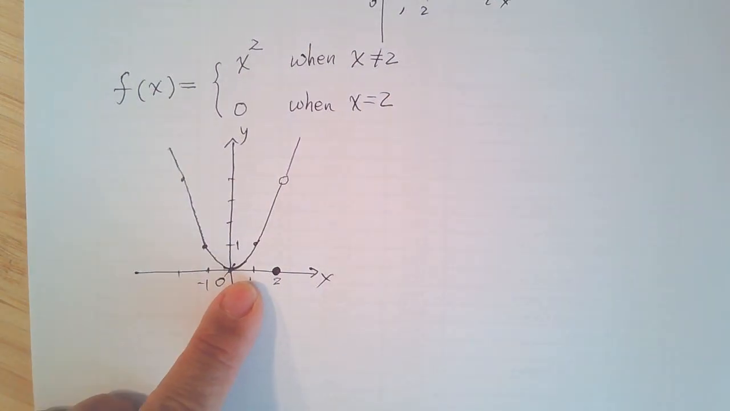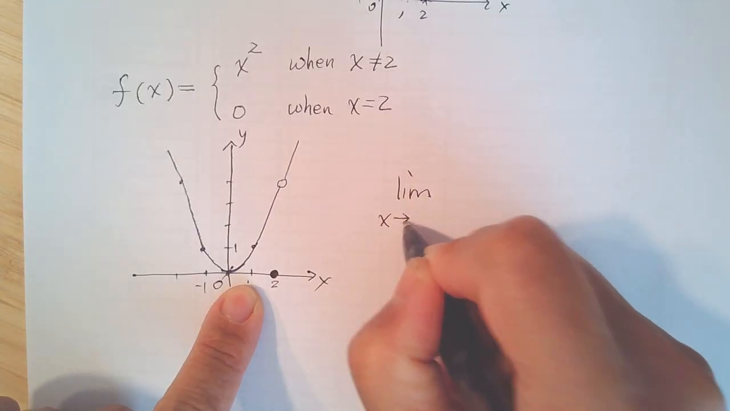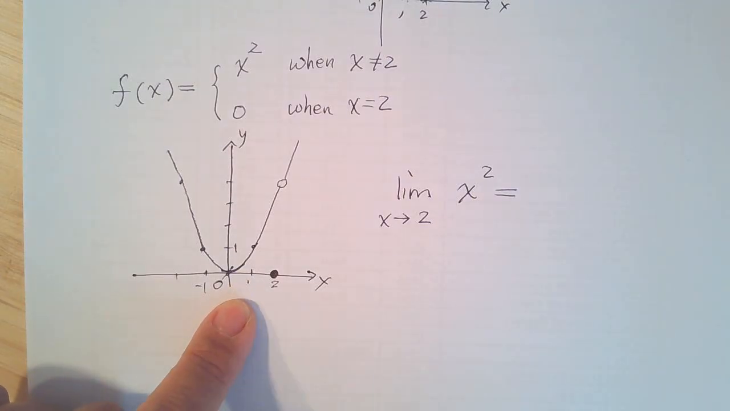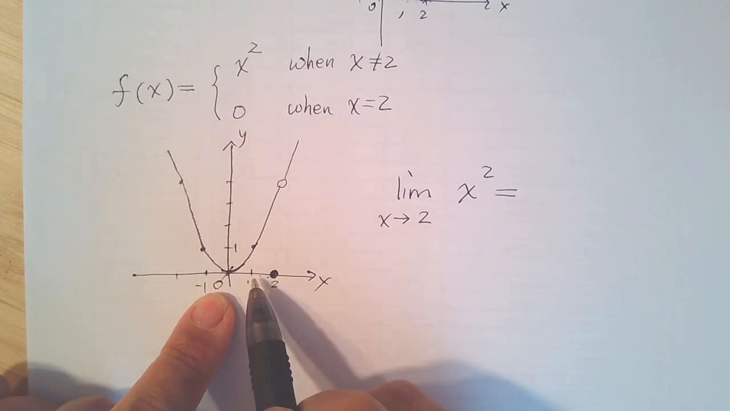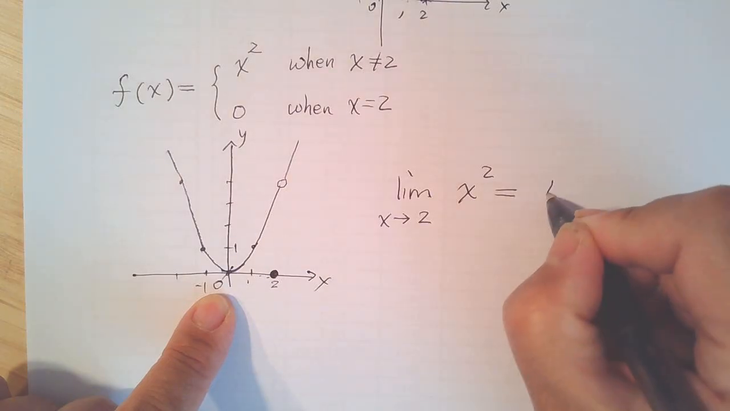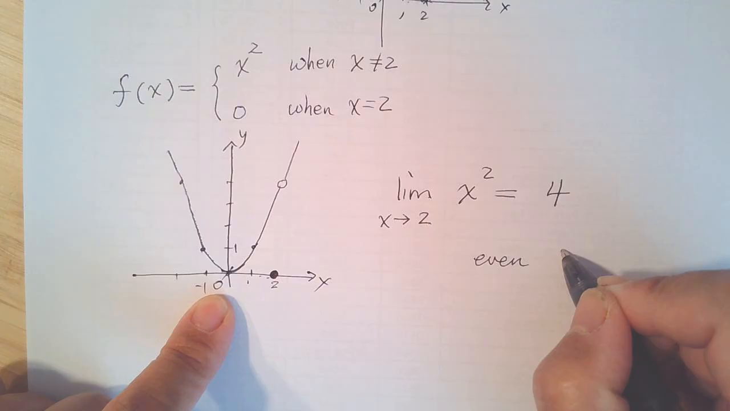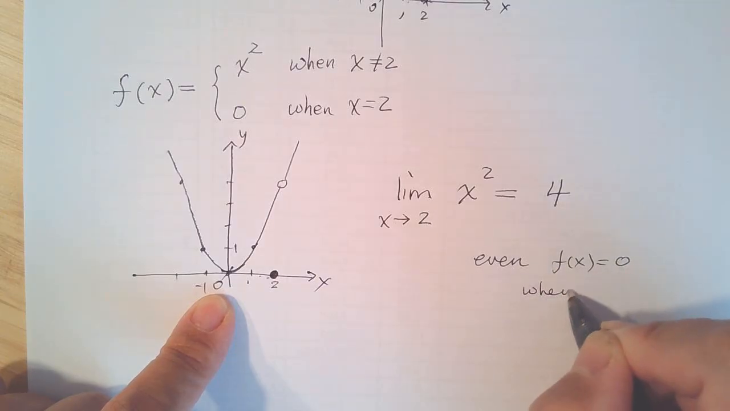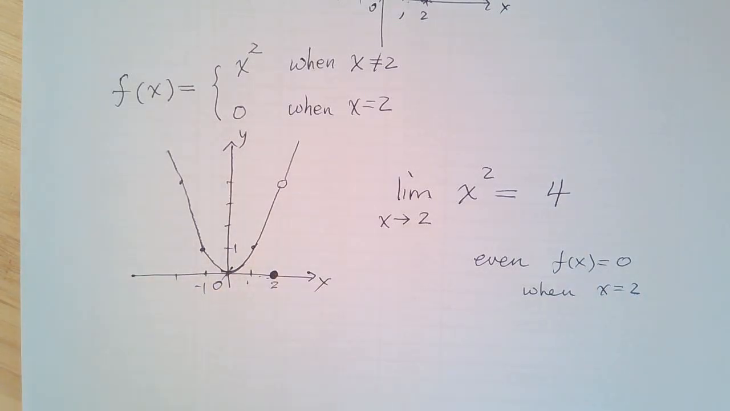Is that interesting? Now, what is the limit of this function when x approaches 2? When x approaches 2 from the left side or the right side, no matter which side, y approaches 4. So it's still 4, even though f of x equals 0 when x equals 2. Even when this happens, we still have the limit.